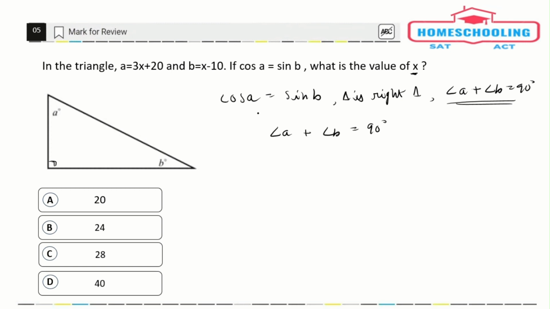So angle A is 3x plus 20, and angle B is x minus 10. So this would be 4x plus 10 is 90. So 4x would be 90 minus 10, that would be 80. Hence x would be 80 divided by 4, that would be 20. So this is going to be your answer, 20. So the value of x is 20. Now moving to the next question.